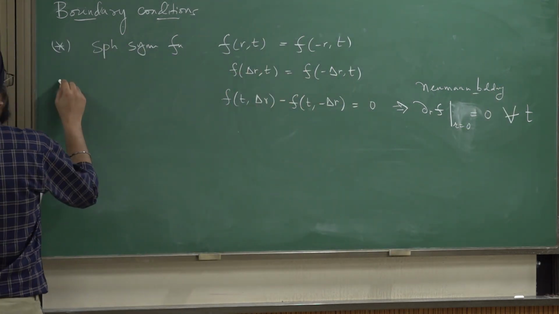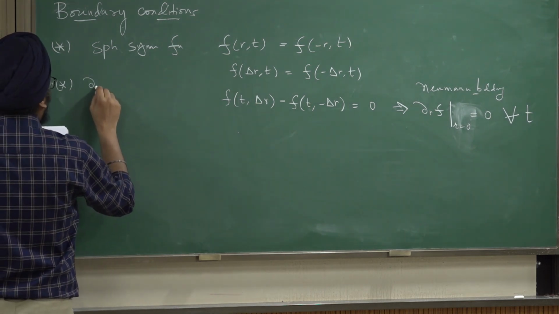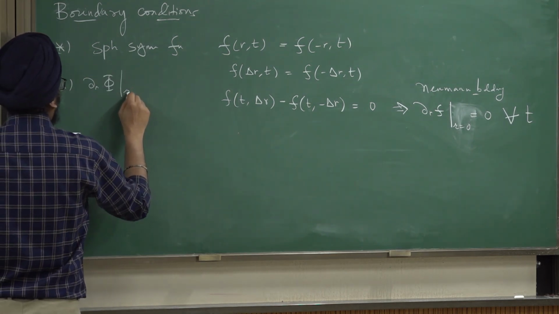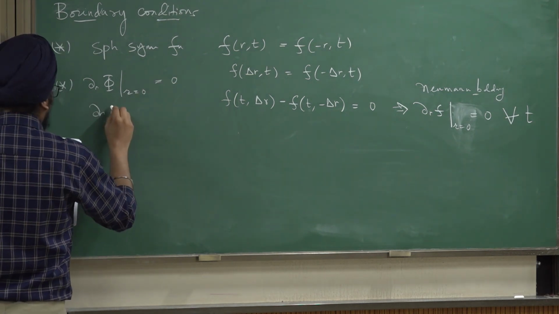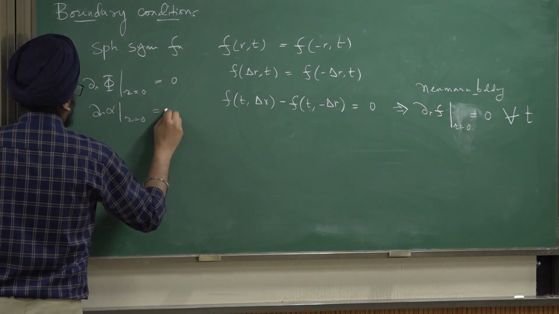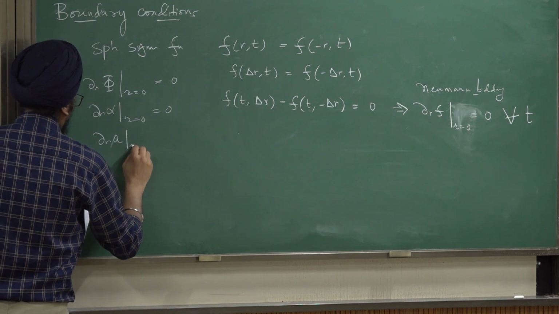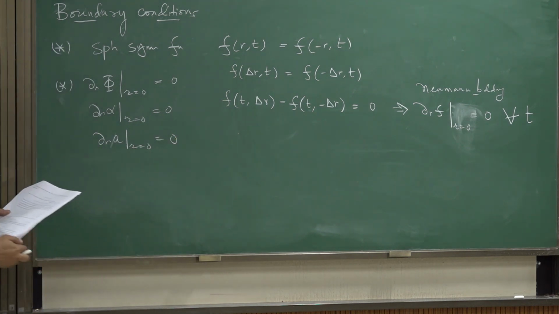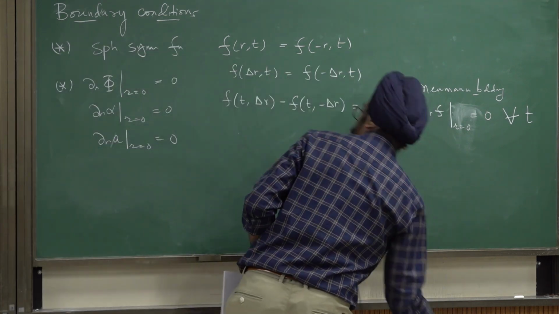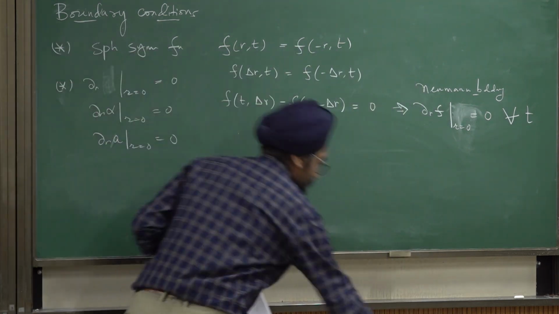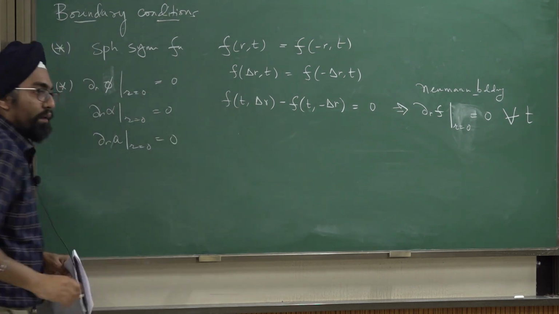One can therefore put this condition on phi. So you have del r of phi at r equal to 0, del r of alpha, del r of a. By the way, this should be our usual phi. Once you have this, you can get it for capital phi and pi.